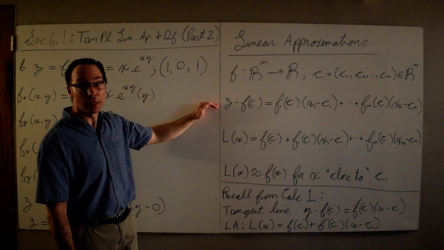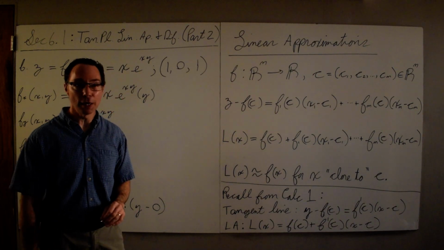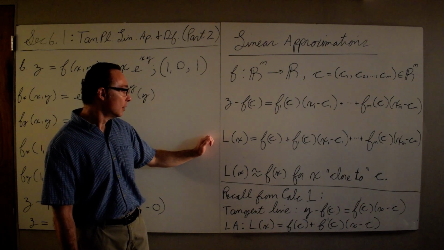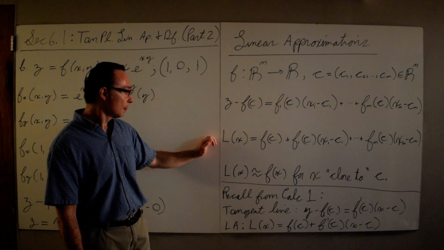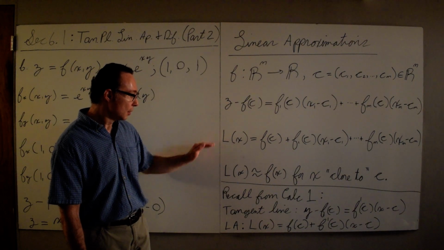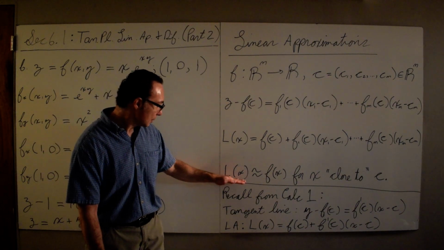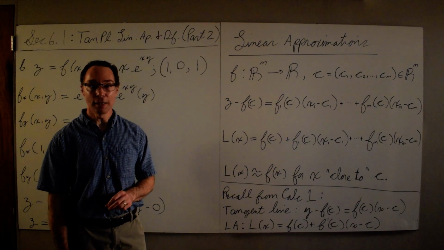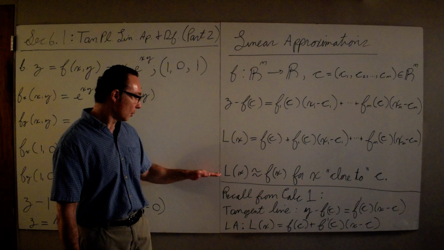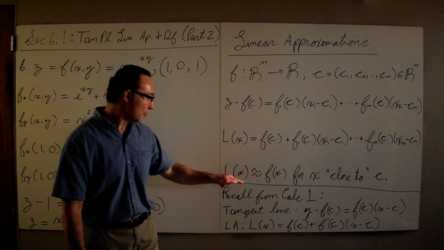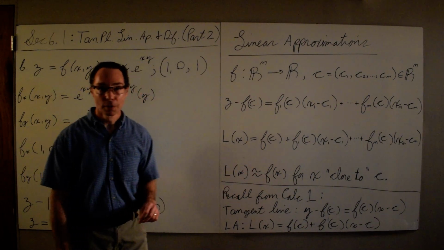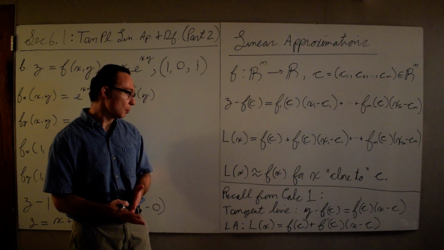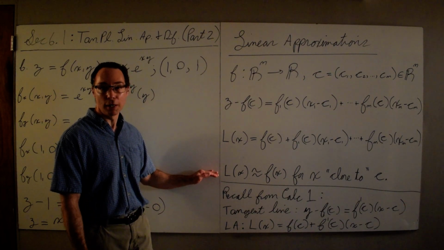And so we take this and we write this in function notation, and this is the linearization or the linear approximation of f at c. This is a linear function. Why are we interested in that? Because L of x is approximately f of x for x close to c. And just like in Calc 1, the closer x is to c, the better of an approximation this is. In Calc 1, close simply meant the absolute value of x minus c was small. Here we have to use the Euclidean metric.